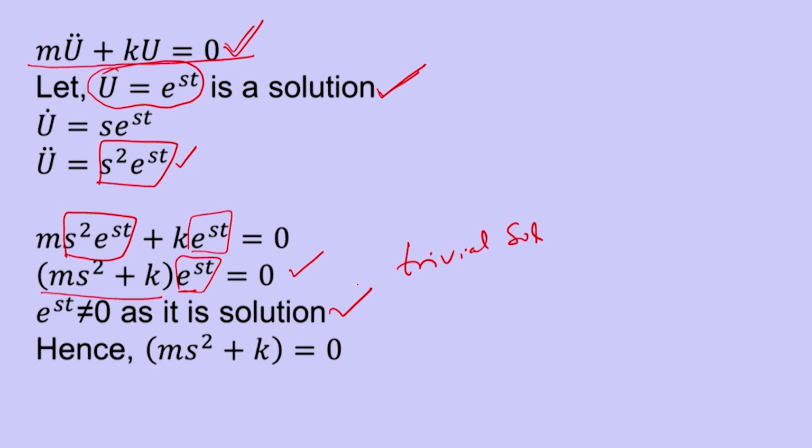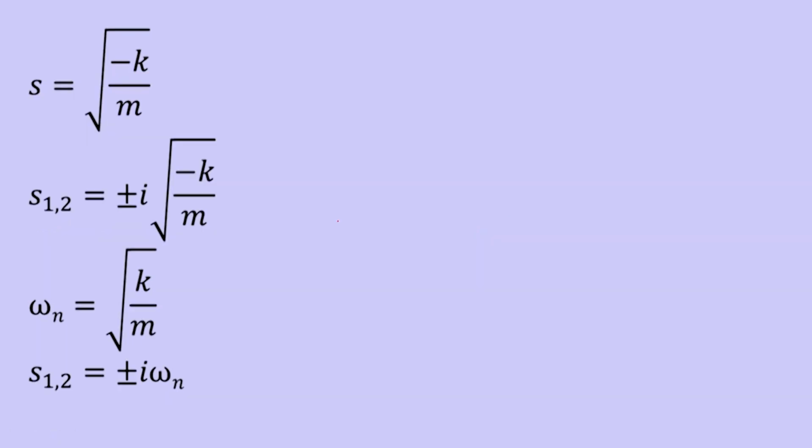If e to the power of st cannot be 0, then the bracket term should be equal to 0. That is m s square plus k is equal to 0. So this bracket term should be equal to 0. If this bracket term is 0, then what is going to happen? Let's see in the next slide.